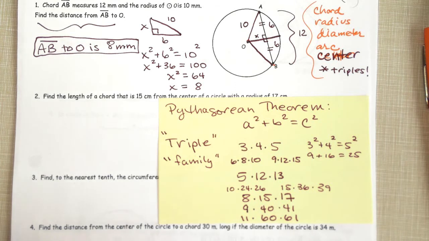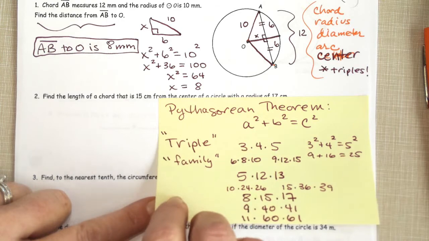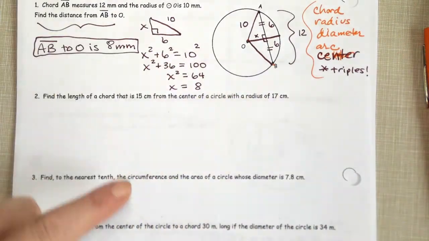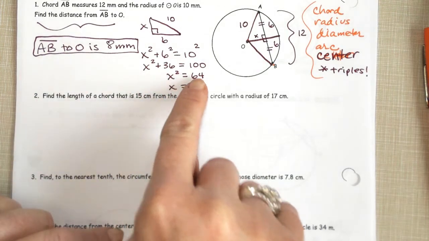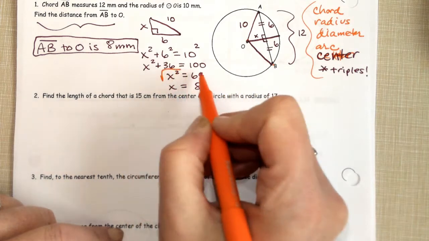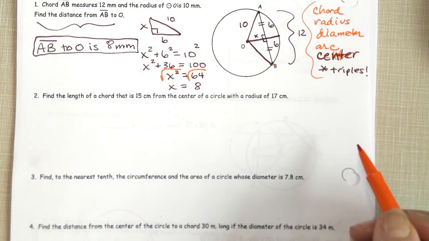A question. So you know how we did the first problem? I know how you got 36 equal to 100, but I don't know how you got 64 and 8. Because I subtracted 36 from 100. And you got 64. And then you take the square root. And then you get 8. Oh, okay. Sure.